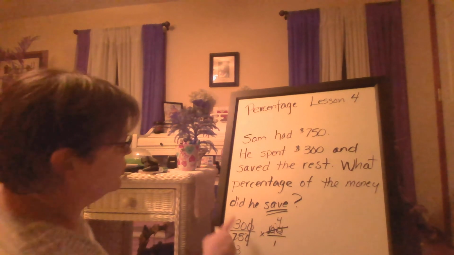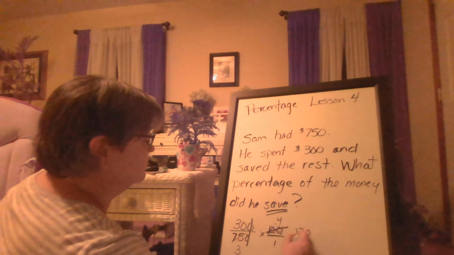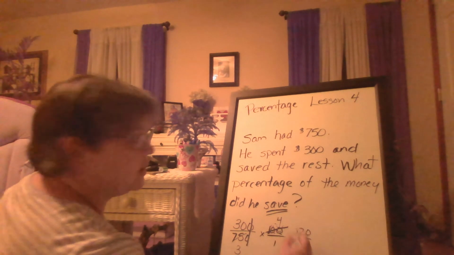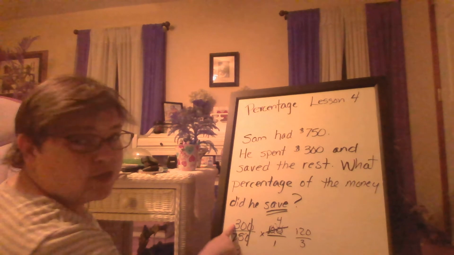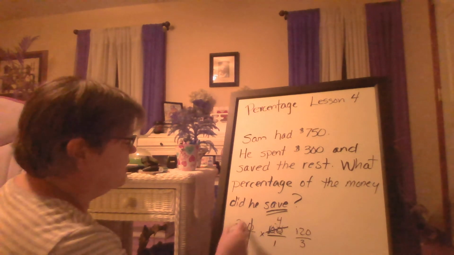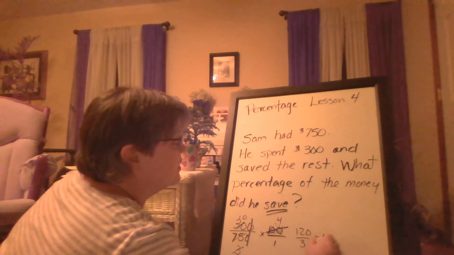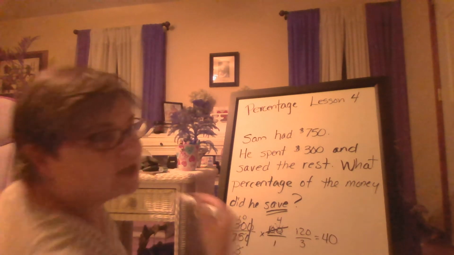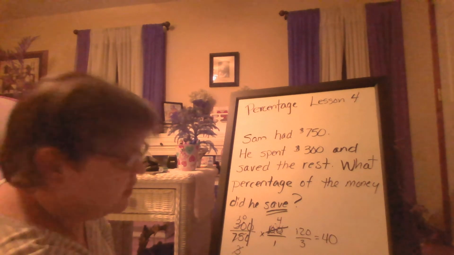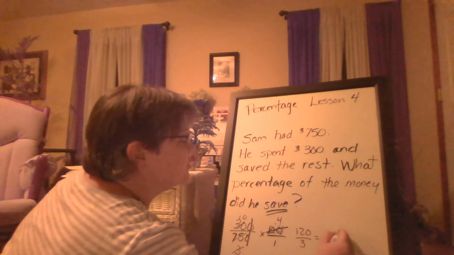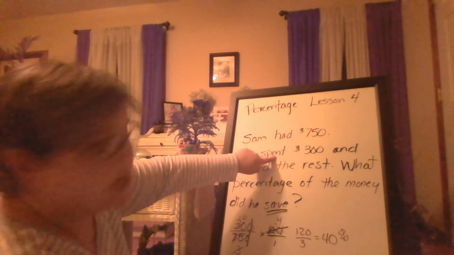Now I could do 30 times 4 and get 120. 3 times 1 is 3, and I could divide it. That's one way to do it. Or I could say 3 into 30 goes 10, and 10 times 4 is 40, because 3 into 120 is 40. Hopefully you got some of that. So 40% is how much he spent.